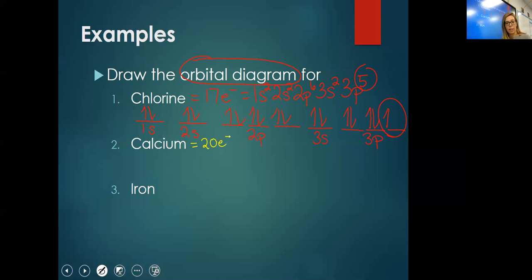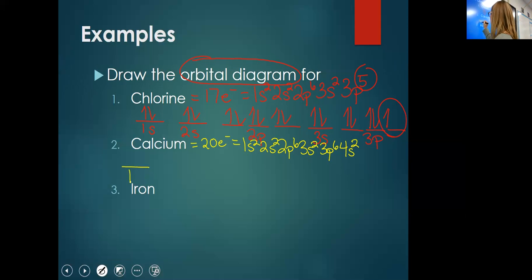So if we look at our electron configuration for calcium, it would be 1s2, 2s2, 2p6, 3s2, 3p6, 4s2, because it's in the second column of the S block, so it's going to end in S2. So now we do our orbitals, either as lines or as boxes.